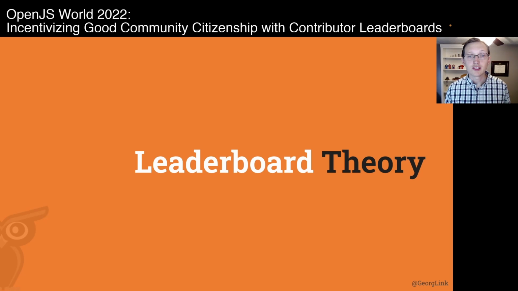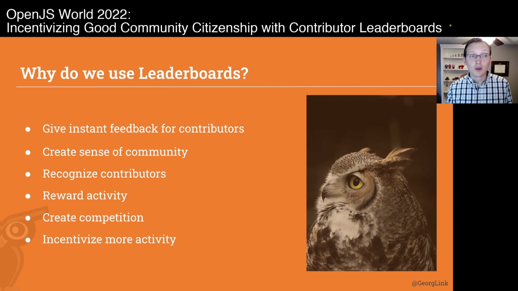Now, those are some examples of leaderboards. Now that we know what we are talking about with regards to leaderboards, let's go into the theory to understand how leaderboards actually work and what they do for people. So leaderboards give instant feedback for contributors. The ranking creates a sense of community. You see where others are. You see where you stand in relation to everyone else.